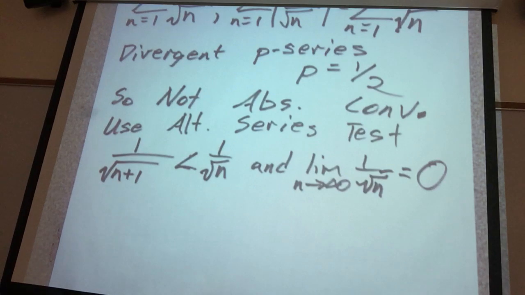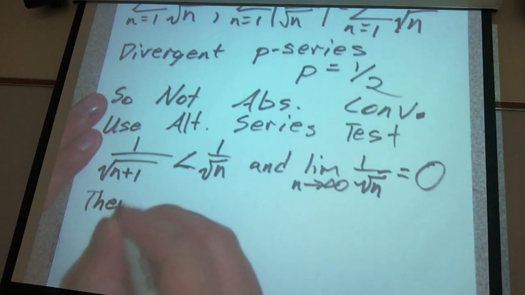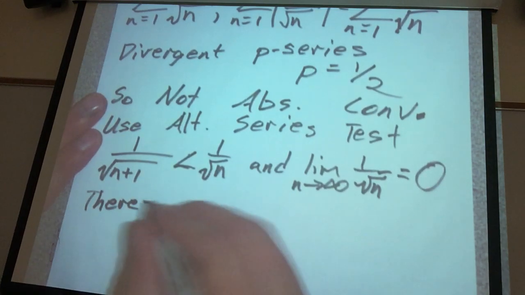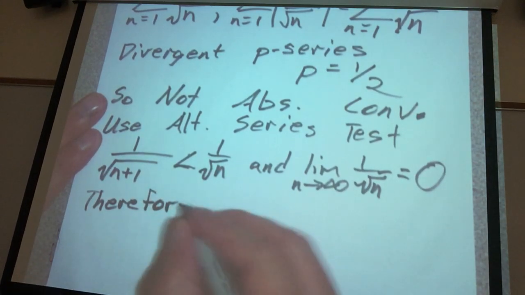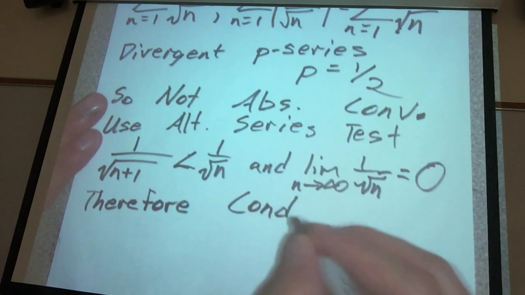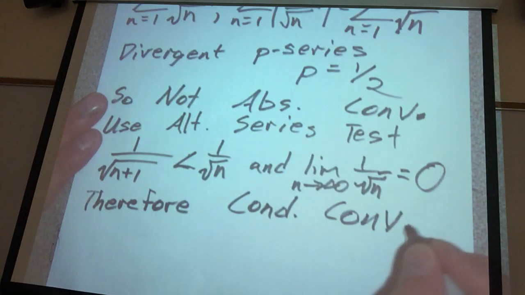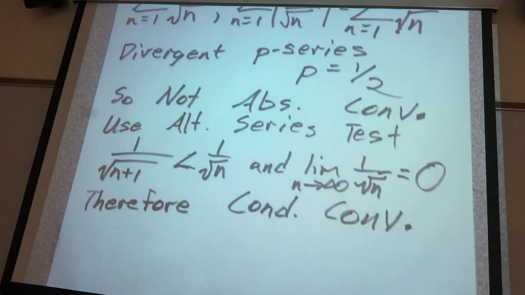Okay. Then we can say, therefore, conditionally convergent. Okay. So you need the proof that it's not absolutely convergent, and then you need to use the alternating series test to show that it is convergent. And with both of those statements, that's actually proof that this thing is conditionally convergent.